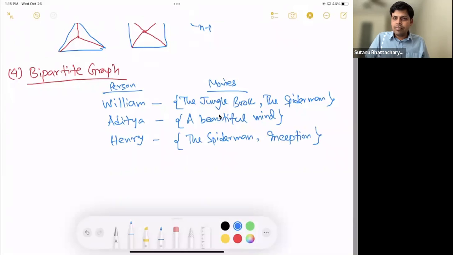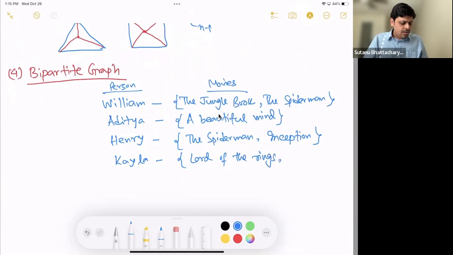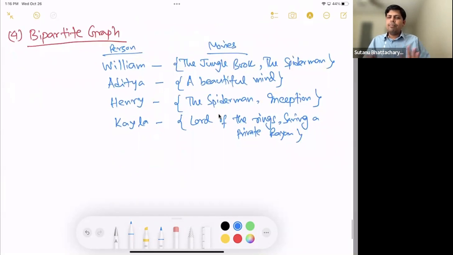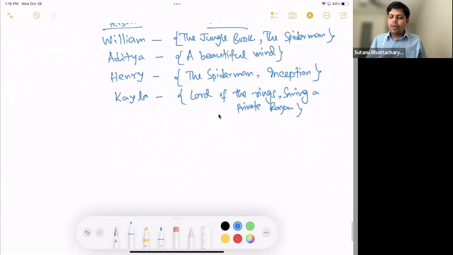And another student maybe likes Lord of the Rings, or Saving Private Ryan. So here I have listed a couple of persons and their choice of movie list. So how you can represent it using a graph.